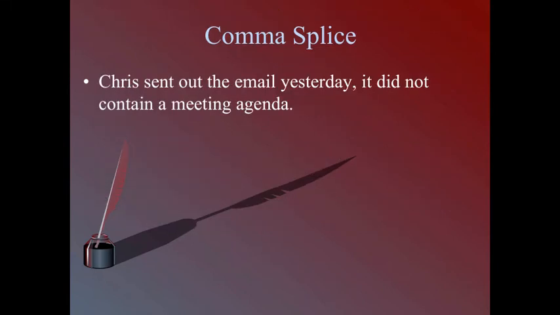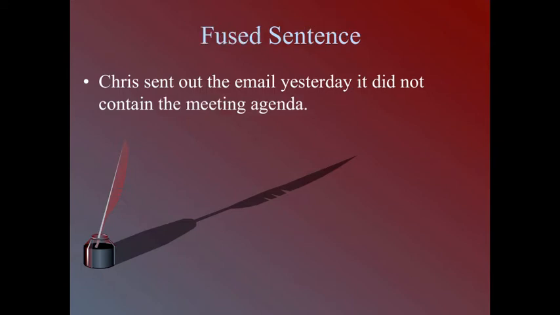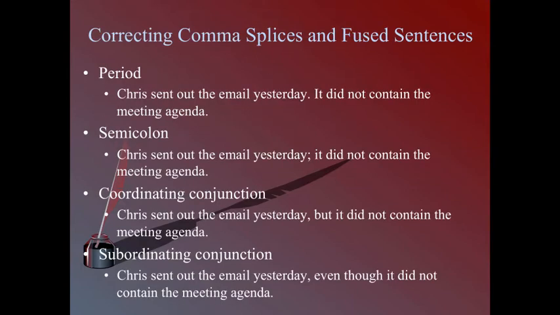Here's a comma splice. Chris sent out the email yesterday, it did not contain a meeting agenda. Let's look at the same sentence without the comma. Chris sent out the email yesterday it did not contain the meeting agenda. So how would you go about fixing these sentences? You could simply put a period after each independent clause. So Chris sent out the email yesterday. It did not contain the meeting agenda.